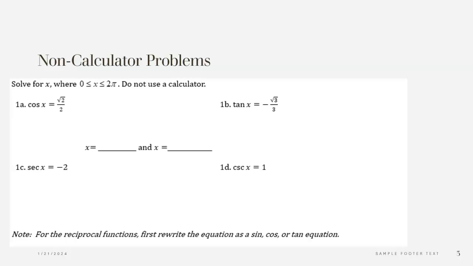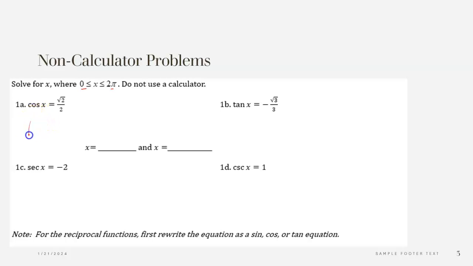Okay, so these are some non-calculator problems. These ones you're asked to do without your calculator, because they are values on the unit circle. We want our answer to occur between 0 and 2 pi. 0 and 2 pi are radian measures, so we're looking for a radian answer.